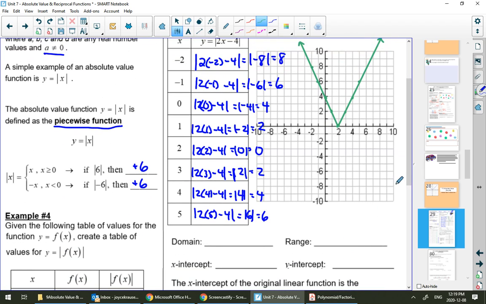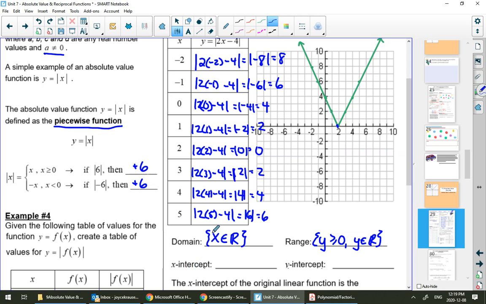First of all, we're asked for the domain. Well, the domain of this function is x is an element of the reals, so x can be any number in the real number system. We look at range. All of our y values are greater than or equal to 0. So this point is included, so we make sure there is an equal to sign. Y is greater than or equal to 0, and y is an element of the reals.